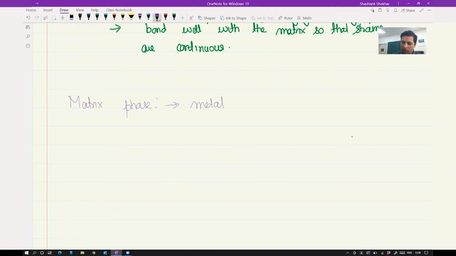If it is a metal, then we know that metals have very good strength, but it is also high in density. So the purpose of the secondary phase can be to improve specific strength.